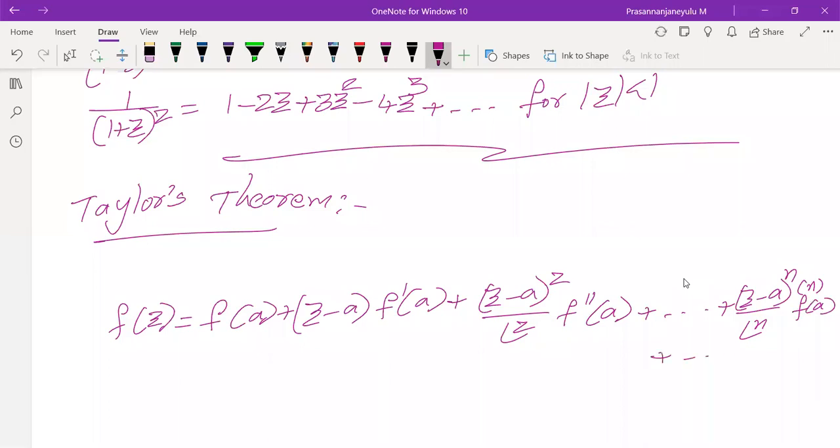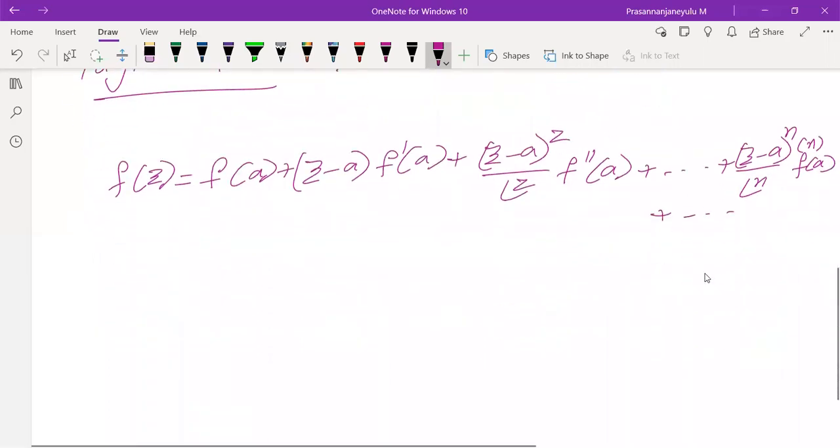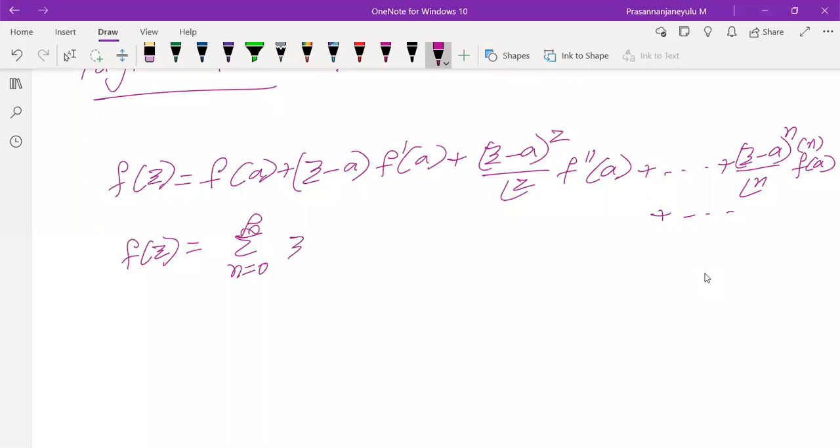plus and so on. This is the Taylor series expansion of f of z, and we can write this in the form of a summation. f of z can be written as the summation, n varying from 0 to infinity, of z minus a whole power n by factorial n into the nth derivative of f of a. Now expand this, and you will get the main formula I gave earlier. Check it, you will get the same.